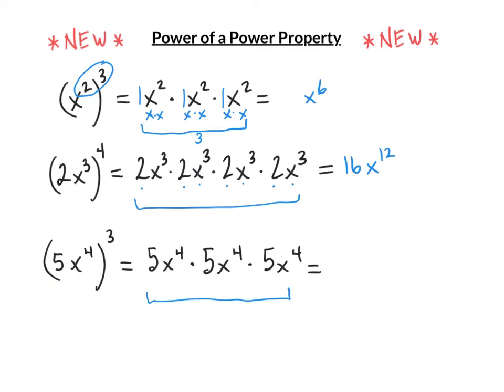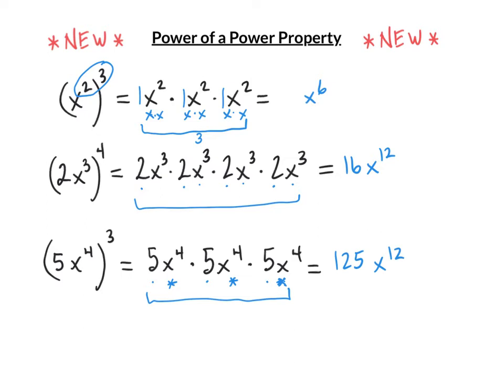And the last one, 5 times 5 times 5 is 125. There are 4 x's here, 4 x's here, and 4 x's here. That would be x to the 12th again.